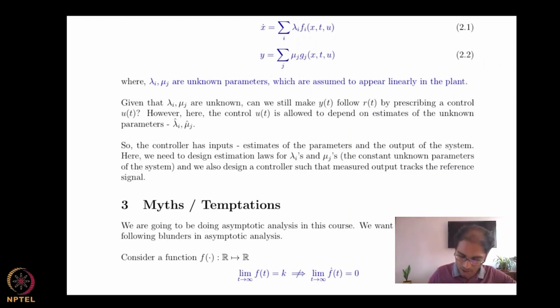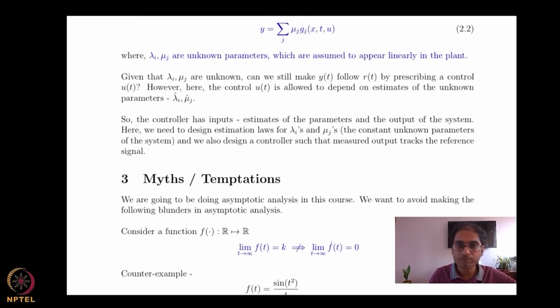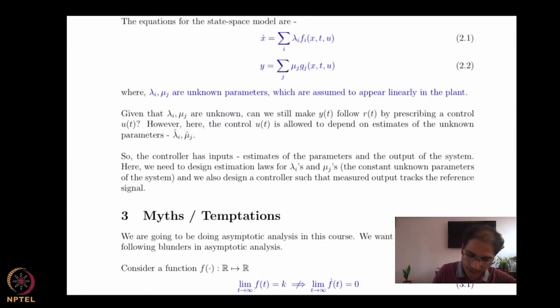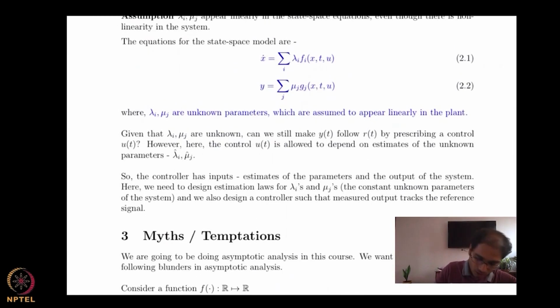Now a lot of you may have also seen in some form robust control, which is another way of dealing with uncertainties. Uncertainties are dealt with in two different ways. One is using, say, robust control. Another is adaptive control. So there is a bunch of differences. In robust control, there are no estimates.